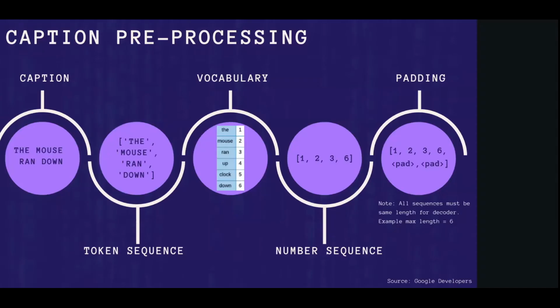To prepare the captions, I had to first tokenize the words to make a token sequence. Then the vocabulary is just a dictionary with each word assigned to a number. Because computers prefer numbers, each token sequence is then transformed into a number sequence. And finally, the decoder requires all captions to be the same length, so I added pad tokens as necessary.